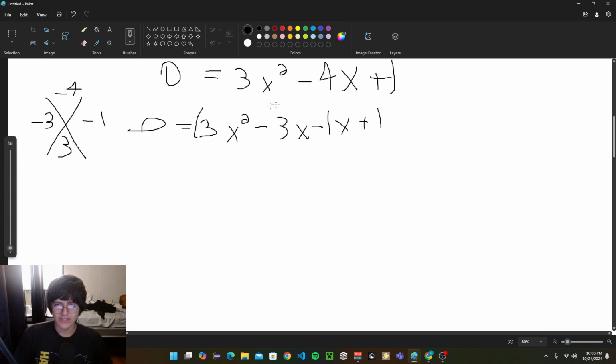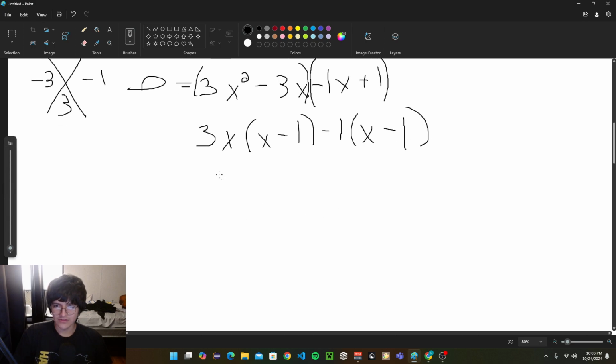So now we're going to split this up like this. Don't forget this negative. And then we're going to factor again, keep factoring. So this we can factor out a 3x, leaving us with x minus 1. And over here we can factor out a negative 1, leaving us with x minus 1 again. So this is 3x minus 1 times x minus 1. And this is equal to 0.